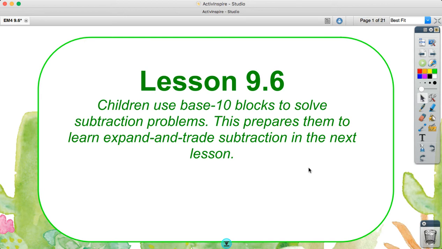Today's lesson objective: children use base 10 blocks to solve subtraction problems. This prepares them to learn expand and trade subtraction in the next lesson. Let's get started.